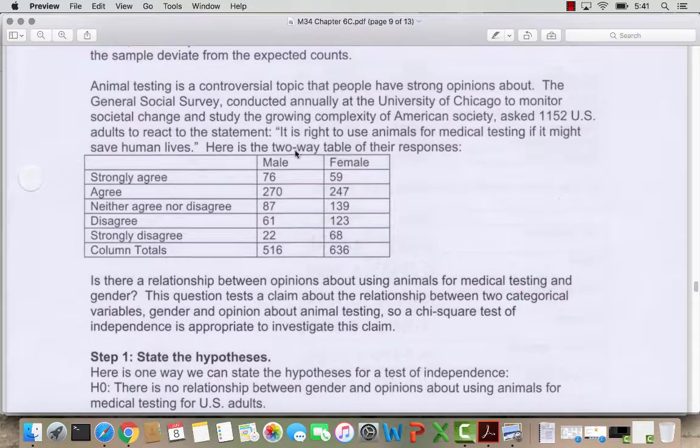The two-way table here is telling us the responses for males to this survey about using animals for medical testing, if it might save human lives, and the responses from females. So we want to know here, is gender independent of people's opinions about animals for medical testing, or is there some dependent relationship between being female or male and how you respond to this survey?